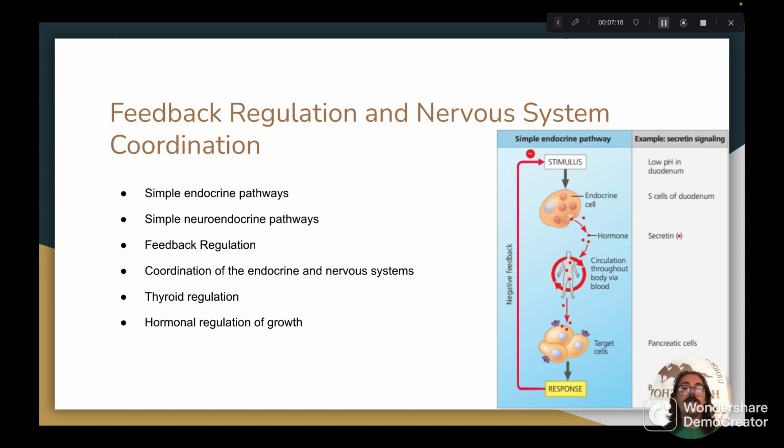Moving on to the coordination of the endocrine and nervous systems. The hypothalamus is a region found within the brains of vertebrates that controls homeostatic processes and the coordination of endocrine system and nervous system activities by receiving signals from the body's nervous system and responding with neuroendocrine signaling.